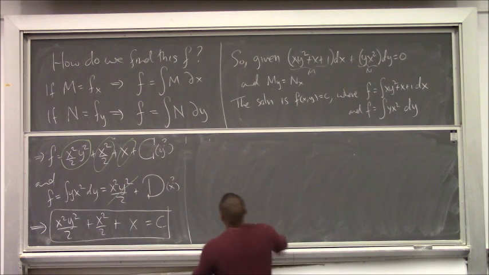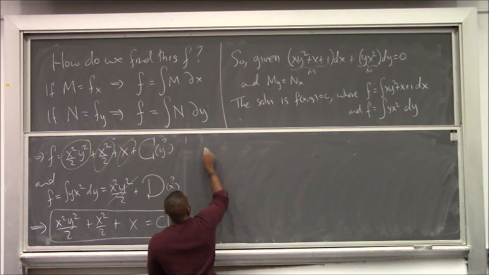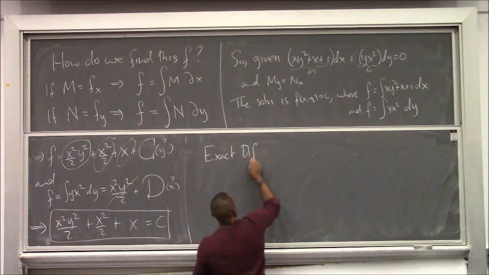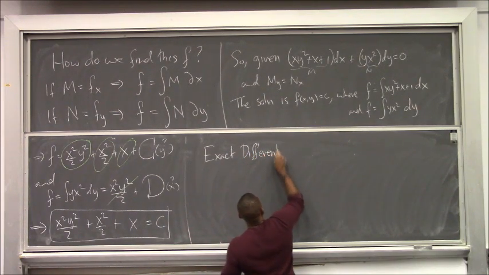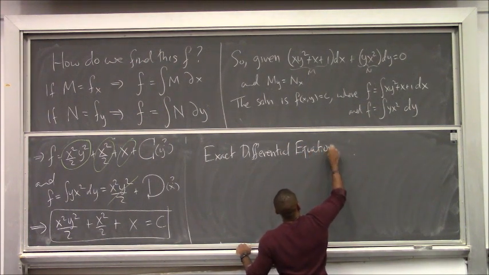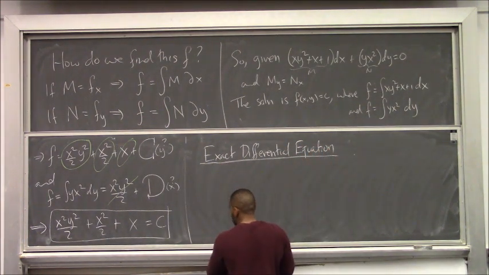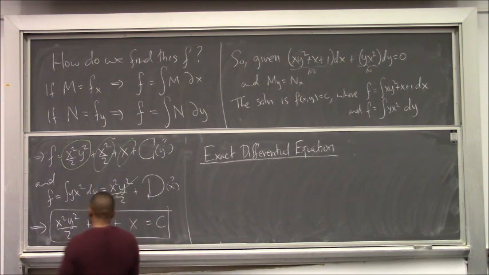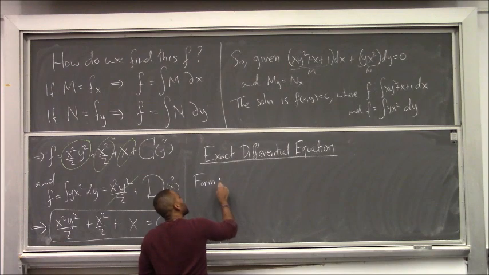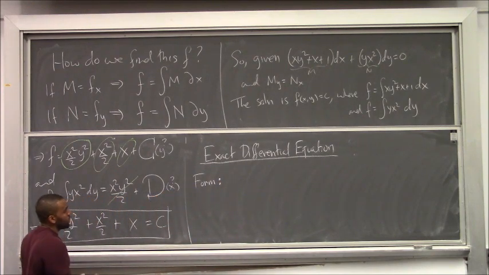Okay, so there is something called an exact differential equation. Now remember, at any given time, you want to know two things. What form is it, and what's the algorithm to solve it? So here is the form. What does an exact differential equation look like?